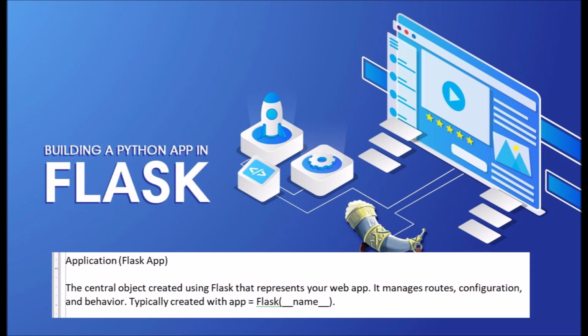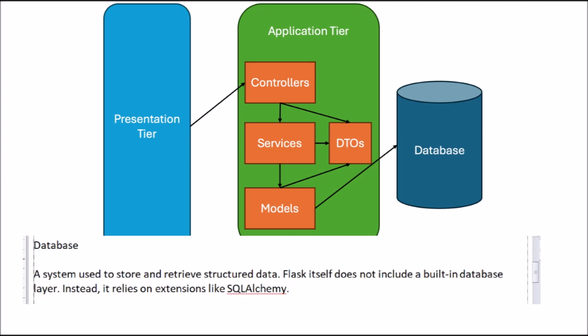Application, Flask app. The central object created using Flask that represents your web app. It manages routes, configuration, and behavior. Typically created with app = Flask(__name__).